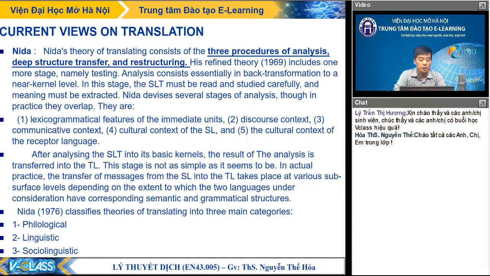Now the first one, that is the lexical grammatical feature of the immediate unit. You have to consider the grammatical structures and also the structures of the lexicon. And also you have to pay attention to the discourse context. And third, the communicative context, and cultural context of the source language, and also the cultural context of the receptor language. It means the target language.